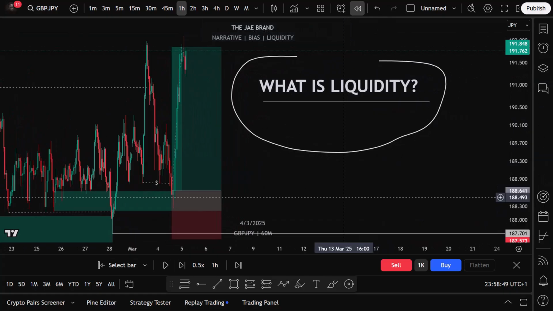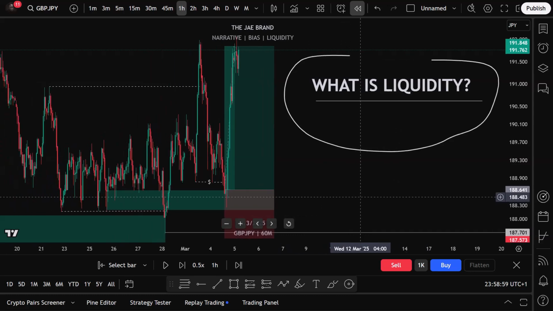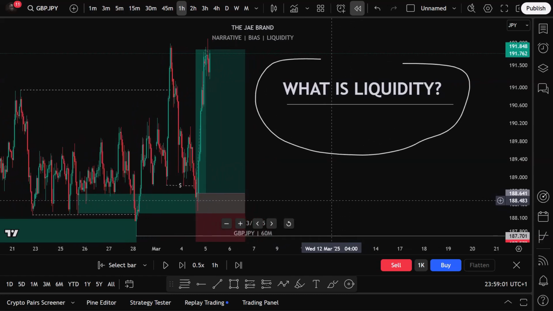Welcome back. Let's head straight to the point in order to make this video as short as possible. So what exactly is liquidity? I don't like to complicate my stuff. I am more of a technical analyst, and I'm going to give technical examples of what liquidity is and how to spot liquidity correctly on the chart.